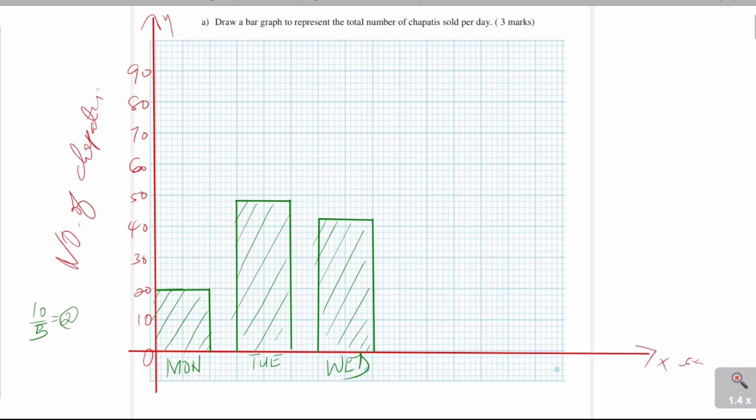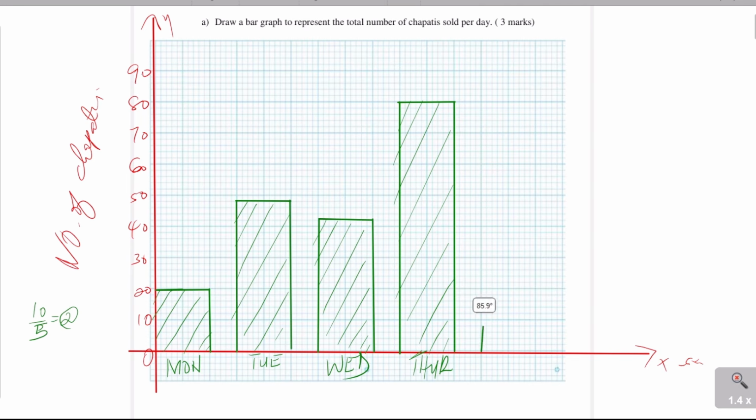Then for Thursday we have 60 times 5, that is 80. So 80 will be there. So that is Thursday. Then Friday, 18 times 1, that is 18. So 18 is there.